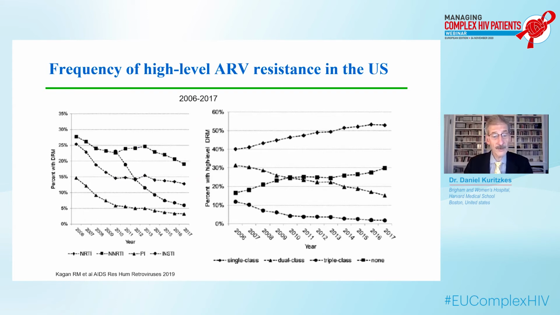Similarly, if we look at the frequency of high-level antiretroviral drug resistance in the United States over a roughly similar period, and these are data from Ron Kagan published last year, we can see that although there is a relatively high prevalence of single-class resistance, this is mostly either resistance to 3TC and FTC or resistance to efavirenz, there is a decreasing incidence of dual-class resistance and a very low rate of triple-class resistance, with an increasing number and proportion of patients who actually have no antiretroviral drug resistance, which is really very encouraging.